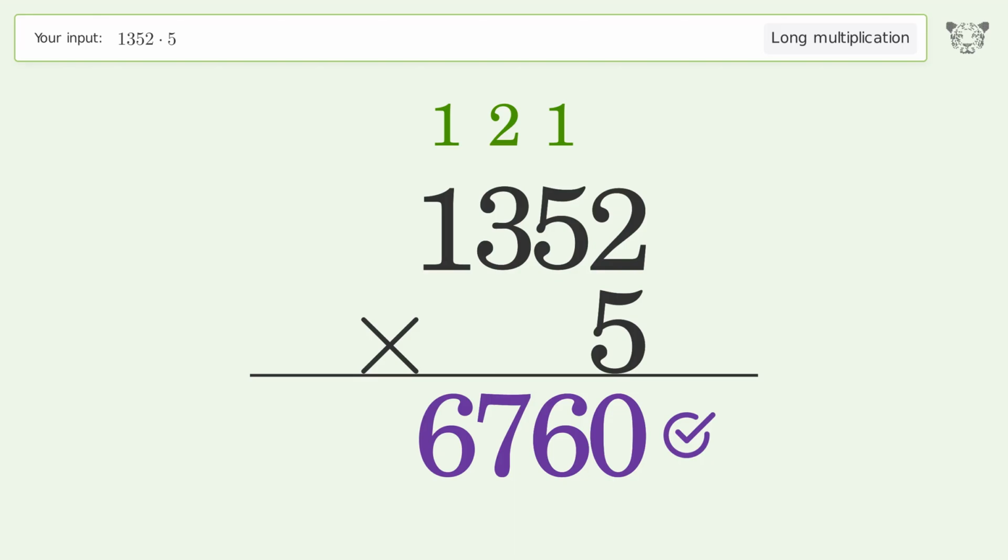1 plus 5 times 5 equals 26. Because the result is greater than 9, carry the 2 to the hundreds place. 2 plus 3 times 5 equals 17. Because the result is greater than 9, carry the 1 to the thousands place.